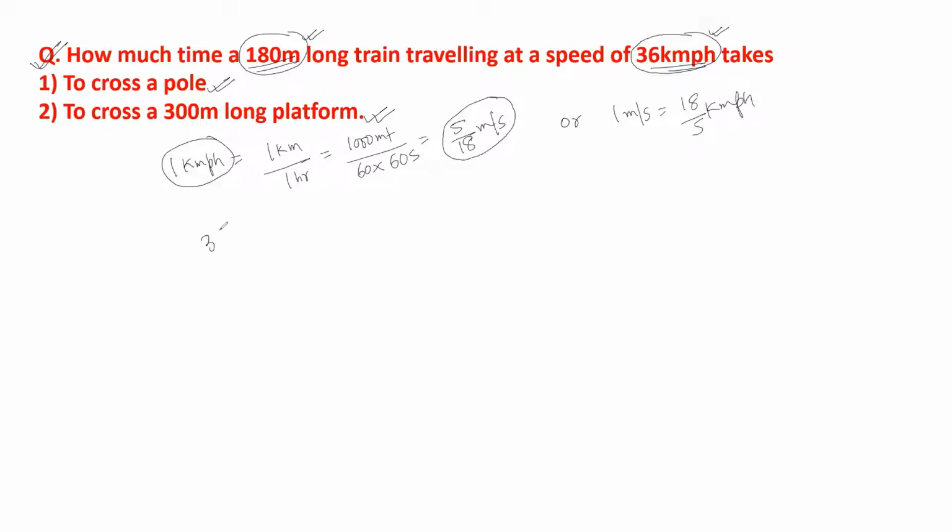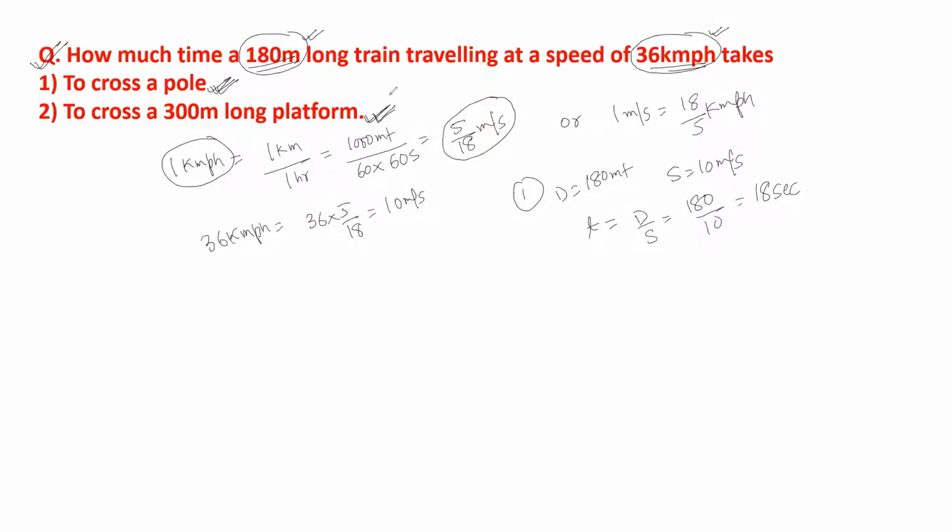So this 36 kmph would be simply 36 times 5 by 18, so that would be 10 meter per second. Now if we come to the first part, the train has to cross a pole. That means the train has to cover its own length. So the train would be covering a distance of 180 meter at a speed of 10 meter per second. The time taken would be simply distance upon speed, which would be 180 upon 10. That would be 18 seconds.